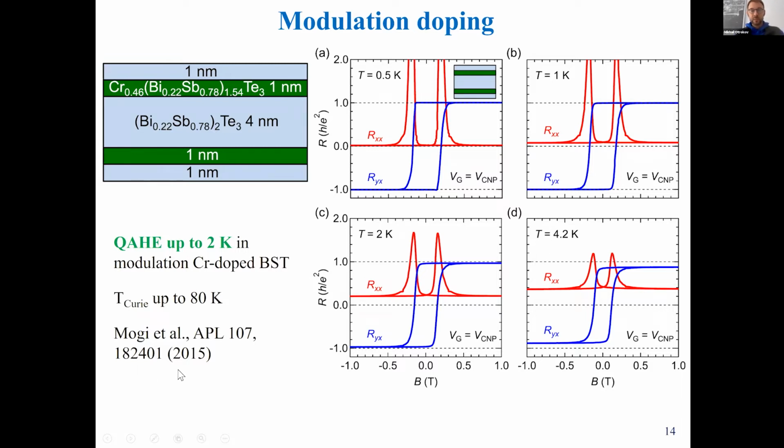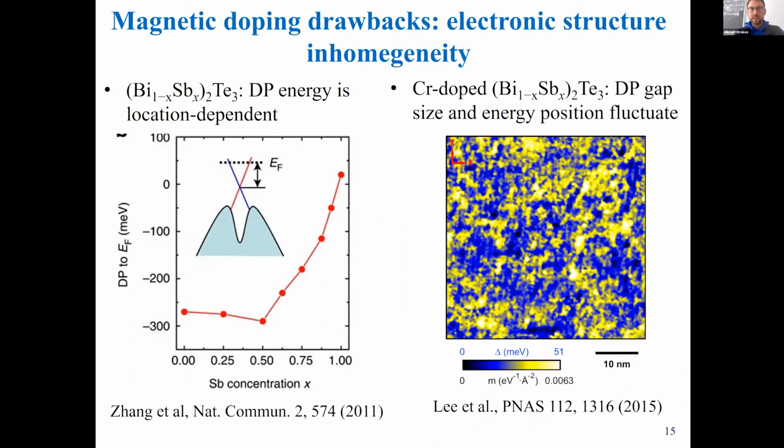The Curie temperature of this system was about 80 kelvins. So basically this is two orders of magnitude larger than the observation temperature. So what is going on there? What is the reason why we cannot go higher? The reason is very simple. These materials are very inhomogeneous.